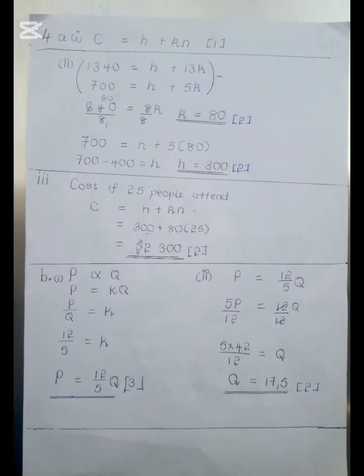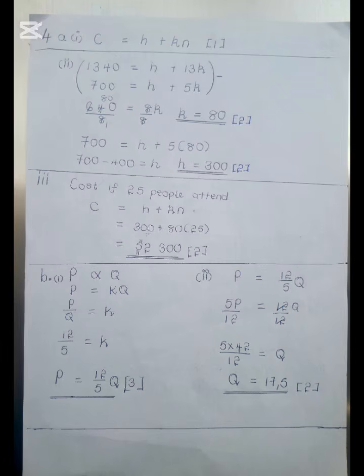We divide both sides by Q in order to make K the subject of formula. So our K is 12 over 5. When we are now writing the formula that connects P and Q, it is going to be P is equal to 12/5 Q. You get the 3 marks by doing that.